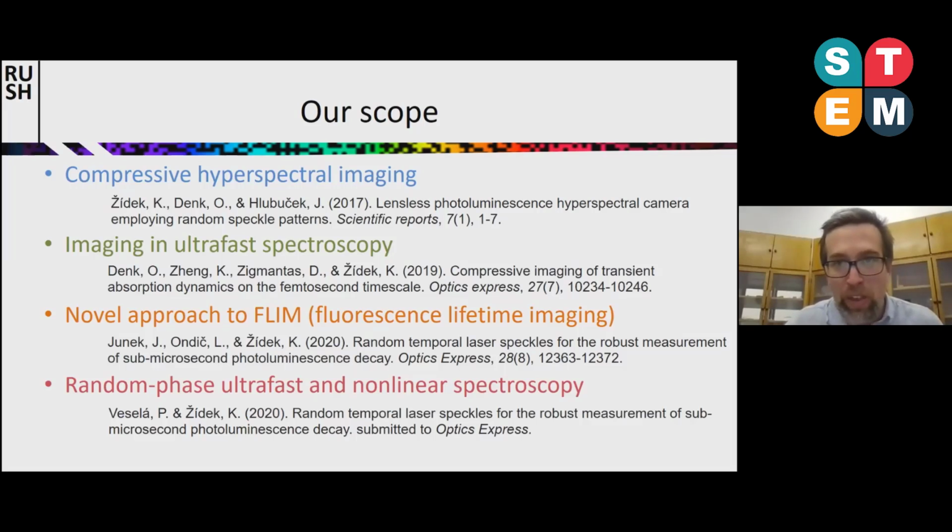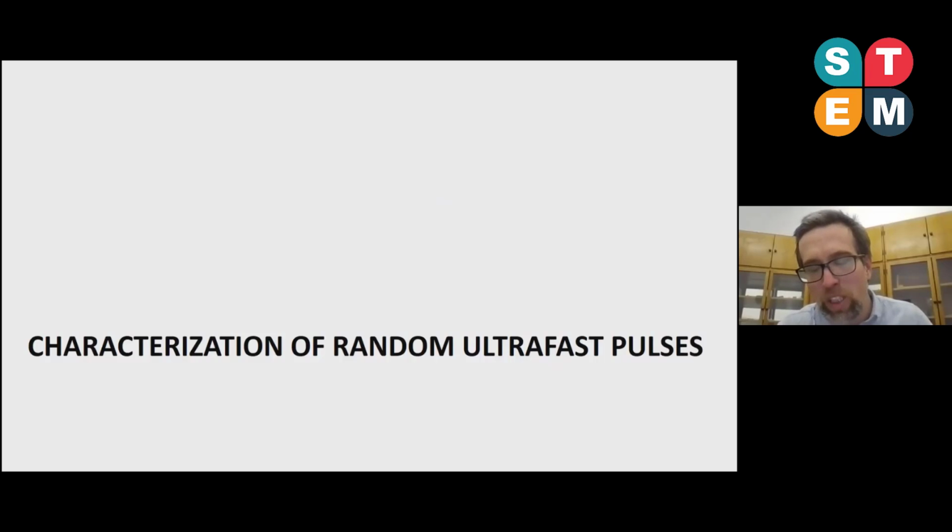So our work is kind of connected together by randomness. When you try to use compressive imaging or compressed sensing, and I cannot go here much into details, you need to use random patterns to measure. And if we try to measure fast processes, we need random ultra-fast pulses, random pulses on the femtosecond time scale. And also we need to know how these pulses look like.